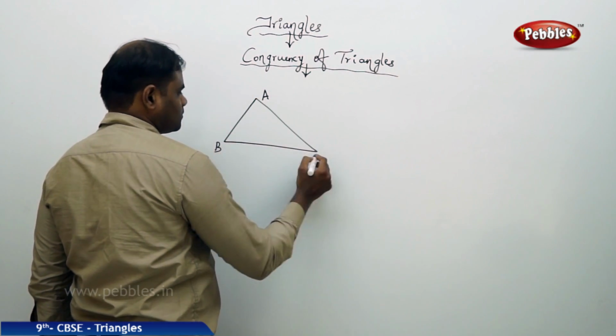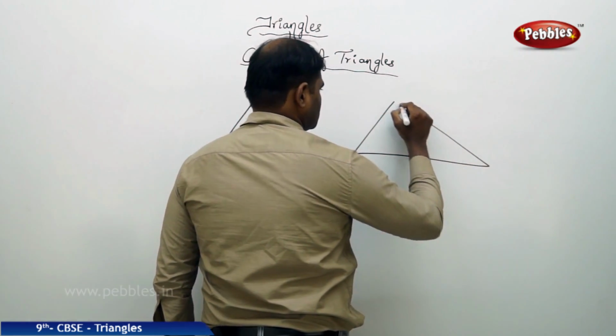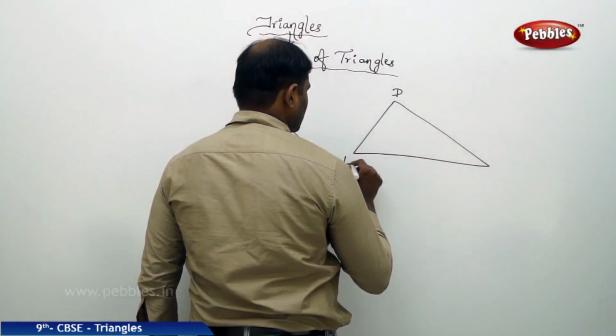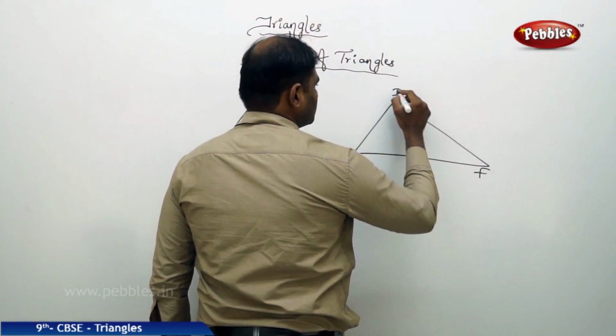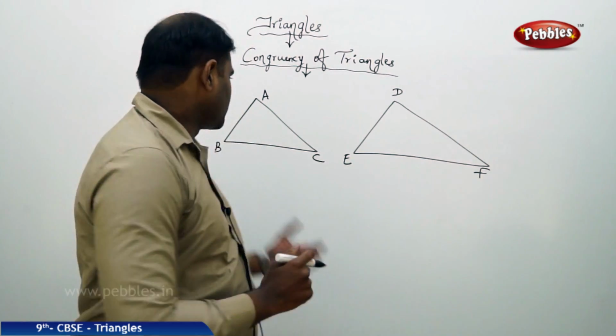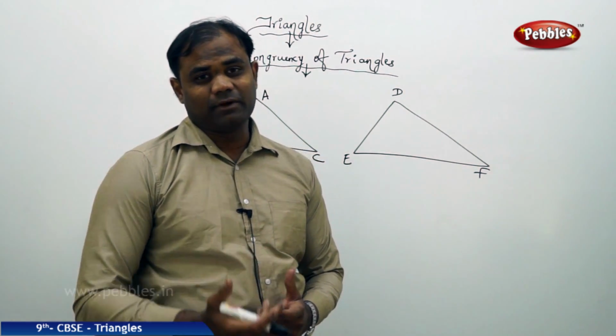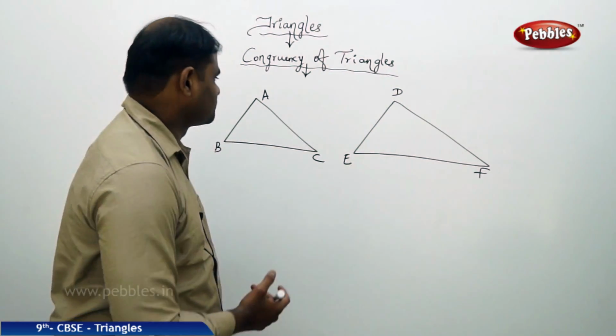ABC and DEF. The two triangles are said to be congruent if they are equal in all respects, as we have defined congruency in the previous session.